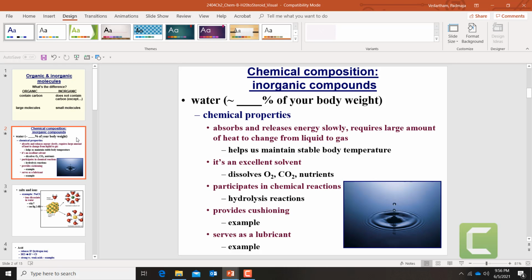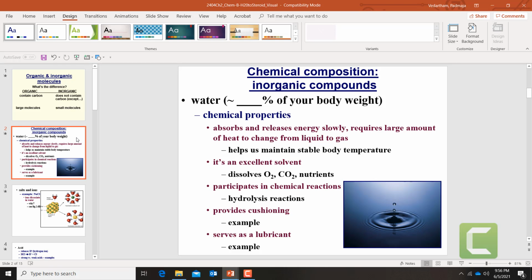It is an excellent solvent. It is not a universal solvent. It does not dissolve fats and lipids. So we cannot call it a universal solvent, but it's an excellent solvent. And almost all the chemical reactions taking place in the body are taking place in this medium. It can dissolve oxygen, carbon dioxide, different nutrients, electrolytes, acids, bases, etc. The only thing it doesn't dissolve is lipids or fats.